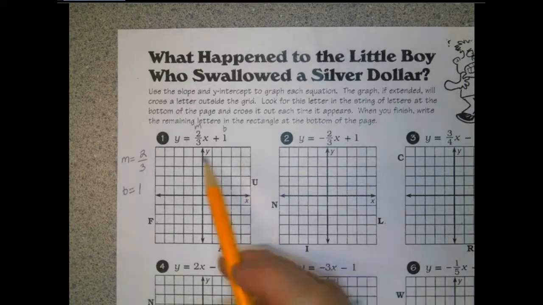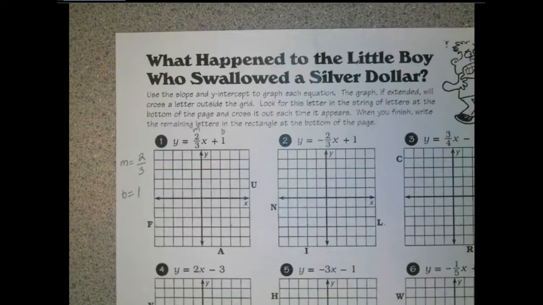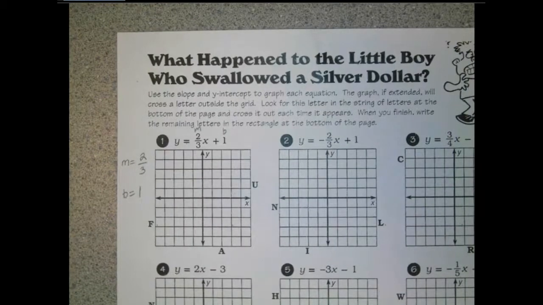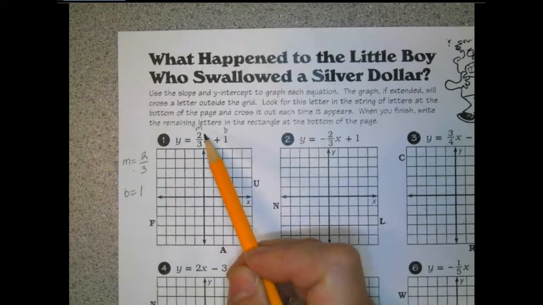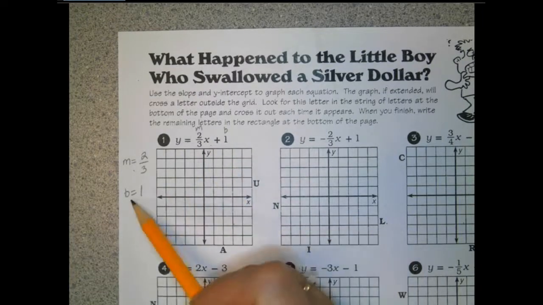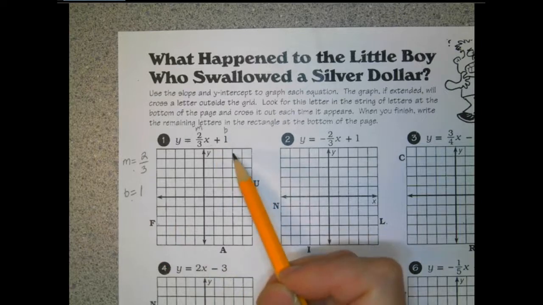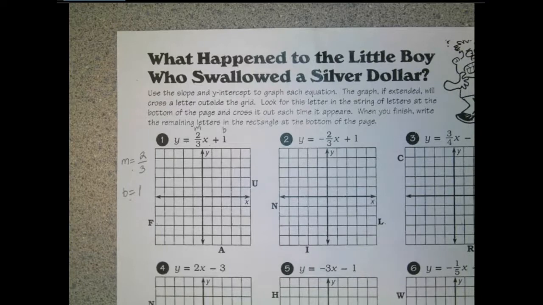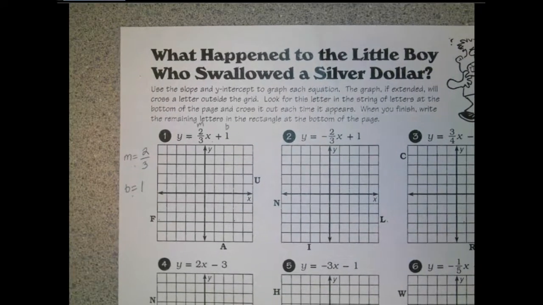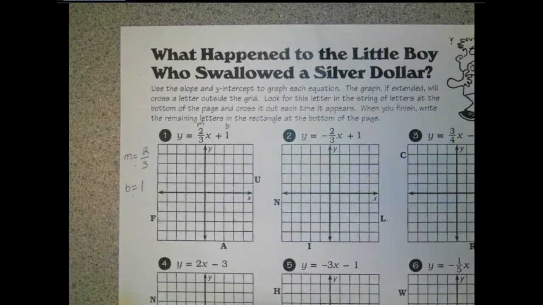These equations, every single one of them, is in slope-intercept form. Slope-intercept form is right up there. It says y equals mx plus b. My m represents my slope, and it's always right before the x. My b represents my y-intercept, and it'll be at the tail end of my equation. So what does it mean to be a y-intercept? What does this 1 tell me?